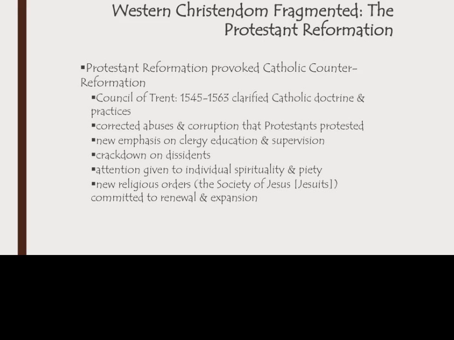The Council of Trent met from 1545 to 1563, and they really set out to clarify Catholic doctrines and practices. They corrected the abuses and corruption that the Protestants had protested. There was a new emphasis on education and supervision of priests, a crackdown on dissidents, and new attention was given to individual spirituality and piety. And there were even new religious orders that formed. For example, the Society of Jesus, or the Jesuits. They were committed to renewal and expansion.